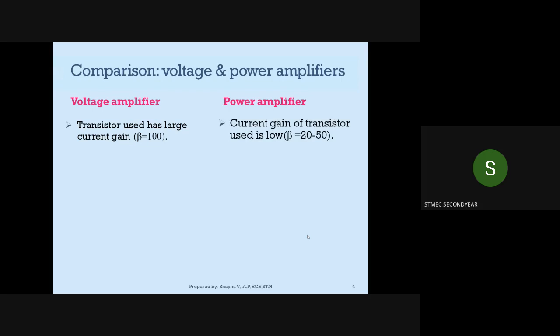Whereas the transistor used in power amplifier, actually power amplifier configuration എന്ന് പറഞ്ഞാൽ നമ്മൾ നേരത്തെ യൂസ് ചെയ്യുന്ന കോമൺ കോൺഫിഗറേഷൻ ഒക്കെ തന്നെയാണ്. നേരത്തെ യൂസ് ചെയ്ത കോൺഫിഗറേഷൻ ഒക്കെ തന്നെ യൂസ് ചെയ്യുന്നത്, ആ ട്രാൻസിസ്റ്റർ റീപ്ലേസ് ചെയ്യും. That is the one difference. We are replacing the transistor with a power transistor. We are not using normal transistors for power amplifiers. We are replacing normal transistors with power transistors. And the difference is the transistor used for voltage amplifier will have a large current gain, beta equal to 100, and for power amplifier this current gain will be very low, that is 20 to 50.